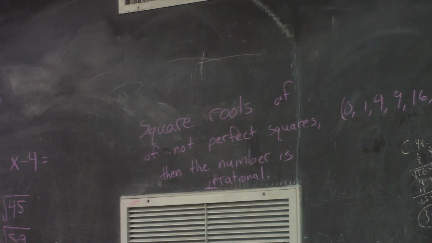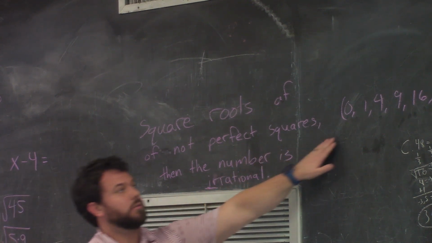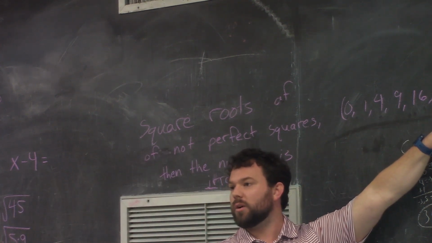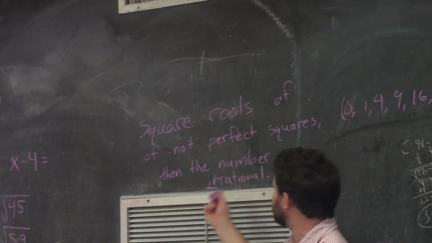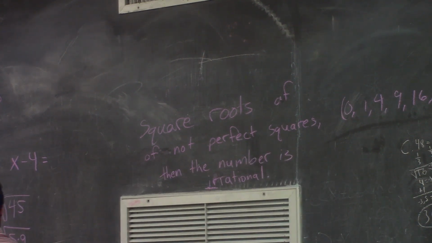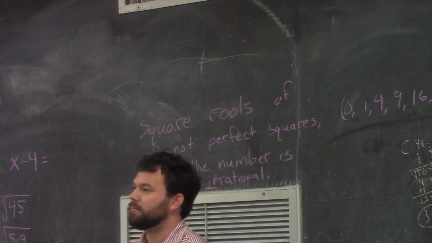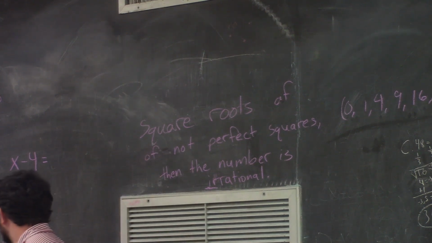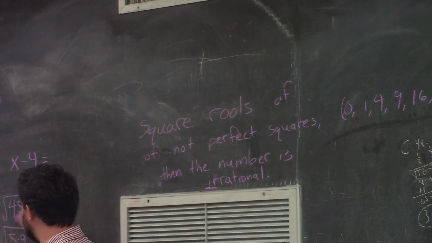Anyone know what the square root of 5 is? Is that a perfect square? No. So can I take the square root of 5? No. Notice it's going to be irrational. So I'm going to leave that as the square root of 5. What's the square root of 9? 3. So instead of doing the square root of 45, I'm just going to write it as 3 root 5.